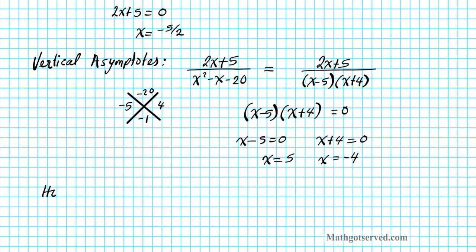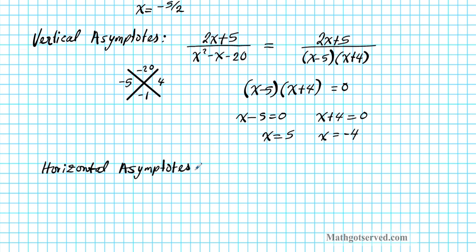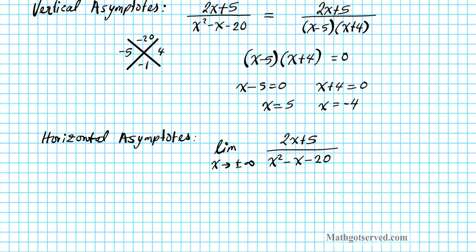And then for your horizontal asymptotes, we simply take the limit as x approaches plus or minus infinity. All right? So we're just going to take the limit as x approaches plus or minus infinity of the function 2x plus 5 divided by x squared minus x minus 20. Now the nice thing about this function is if you're going to infinity or negative infinity, you still get exactly the same answer. Well, how do we know? If you look at the weights, you notice that this is bottom heavy.